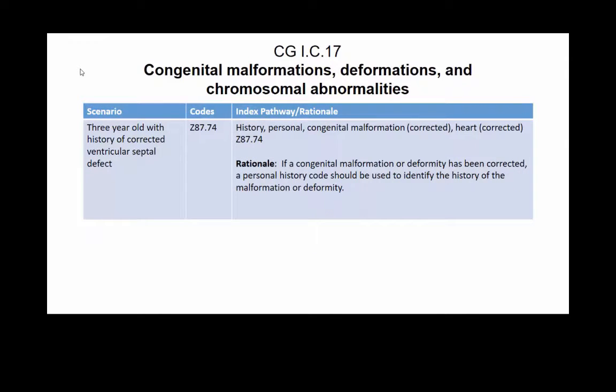A 3-year-old with a history of a corrected ventricular septal defect. You see, it's a personal history code, a congenital malformation, and in this case it had to do with the heart. Z87.74. It would be important as that child grows up for the doctors that are caring for him to know that he's got this history of that correction.